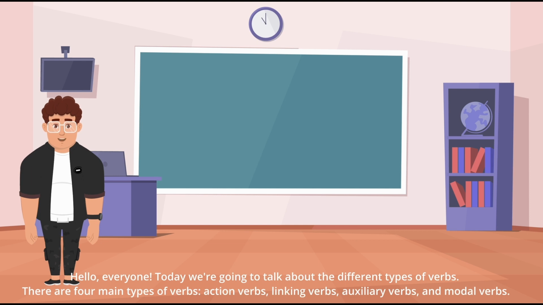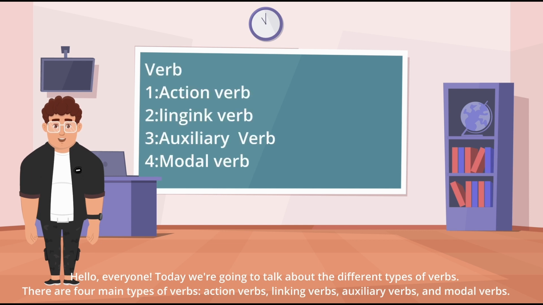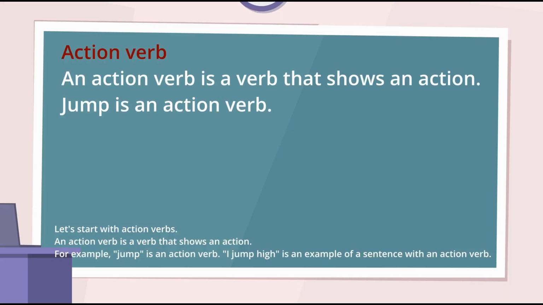There are four main types of verbs: action verbs, linking verbs, auxiliary verbs, and modal verbs. Action verbs. An action verb is a verb that shows an action. For example, jump is an action verb. I jump high is an example of a sentence with an action verb. Here are some more examples.